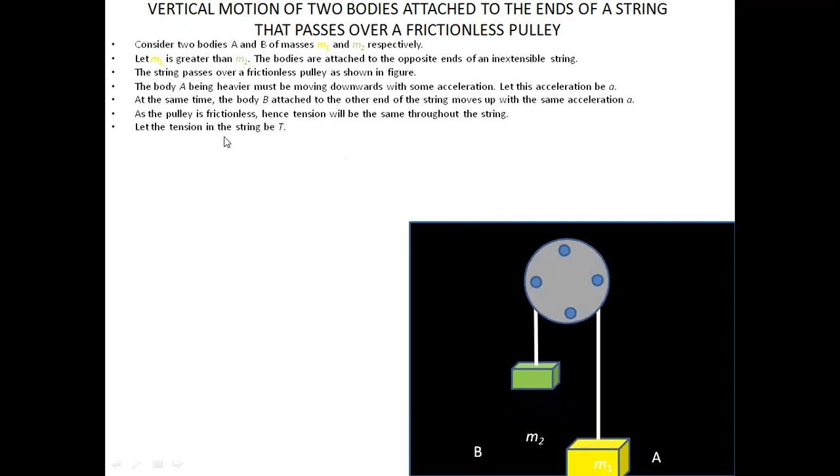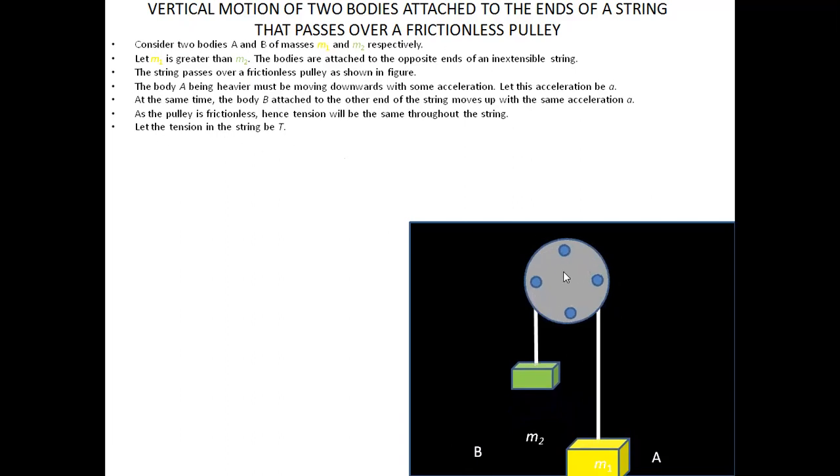As the pulley is frictionless, hence the tension will be the same throughout the string. That means if the pulley is not rusted or something, then these strings will have the same tension in this direction as well as in this direction. Now we have to calculate how much the tension in the string is. First we'll name them. This is body B of mass M2 and this is body A of mass M1. Let the tension in the string be T.